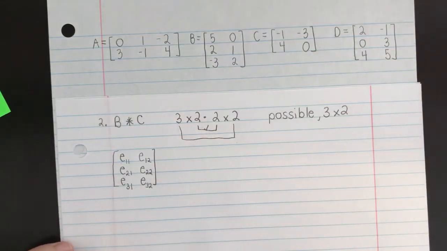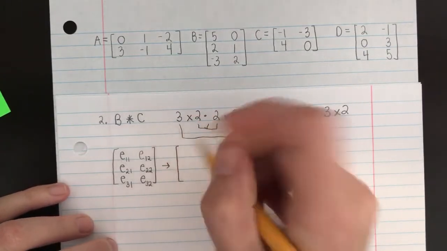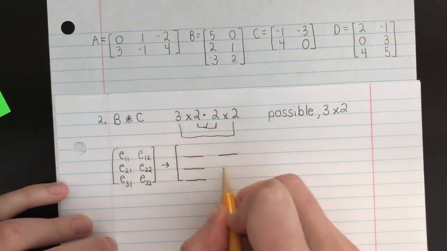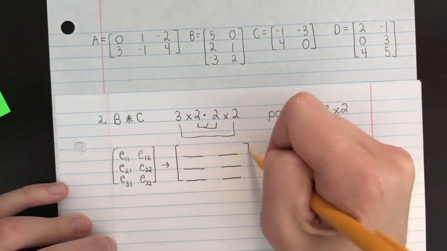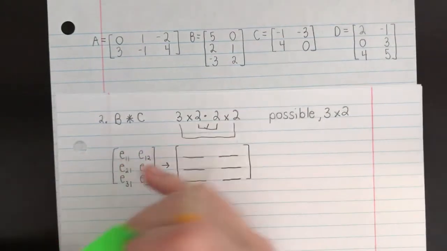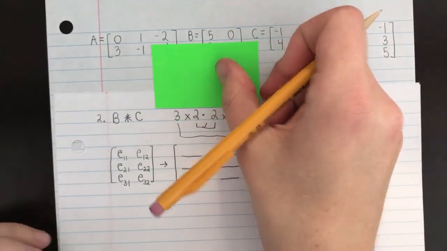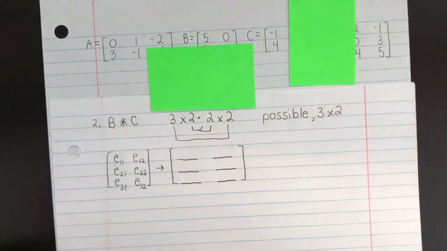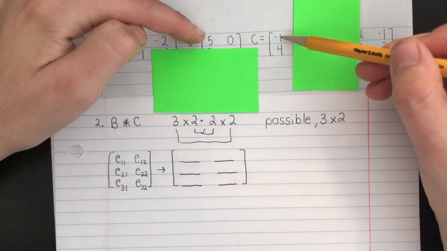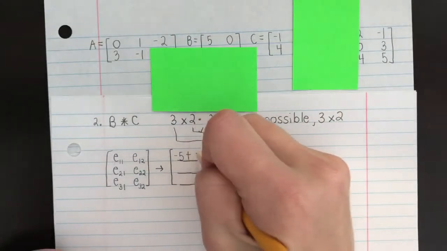So now that helps me see what to multiply. So I'm going to go ahead and draw my blanks. I know I'm going to have something here, something here, something here, something here, something here, something here. Okay, that hopefully will help you see. So I'm going to take, remember, row by column, row 1 of B, column 1 of C. So row 1 of B, column 1 of C. Okay, I'm going to multiply. So 5 times negative 1 is negative 5, and then 0 times 4 is 0.